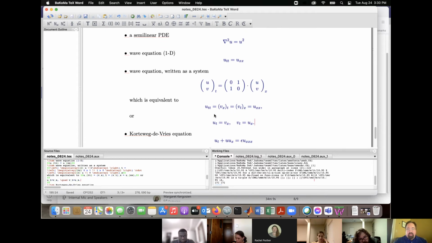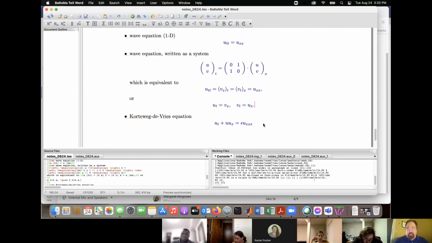And because both equations depend on u and v, these equations are coupled together. They cannot be solved independently of each other. This one you probably haven't seen before.